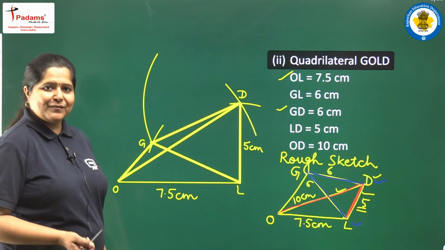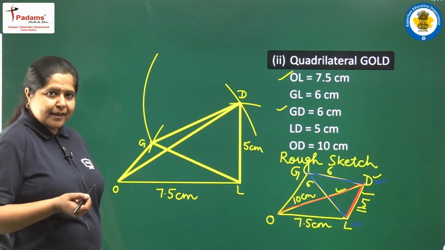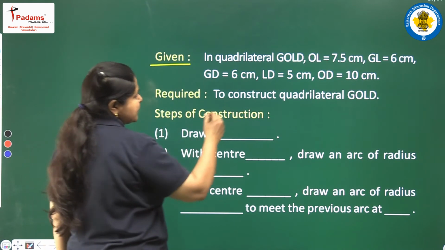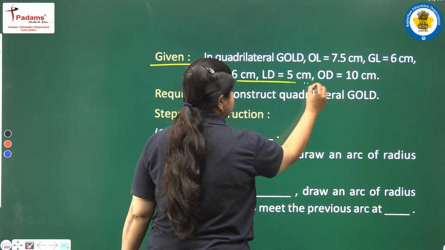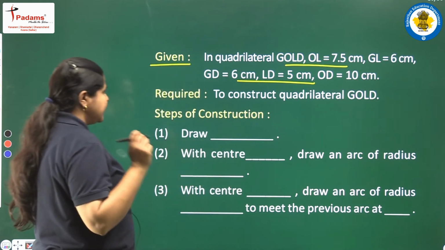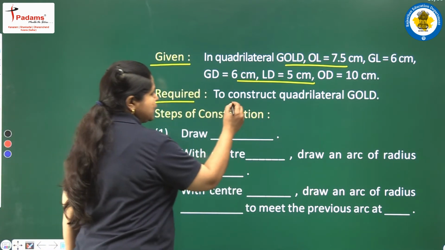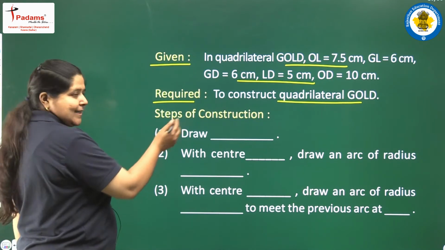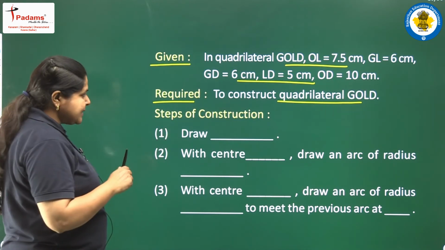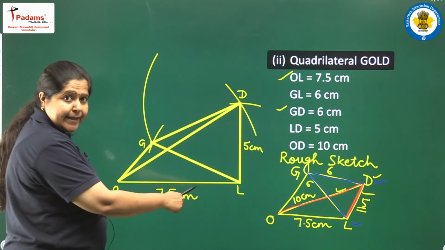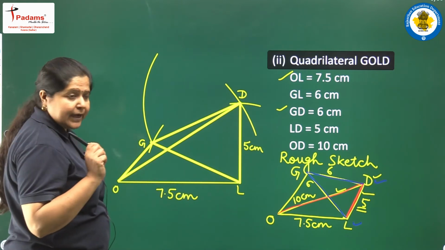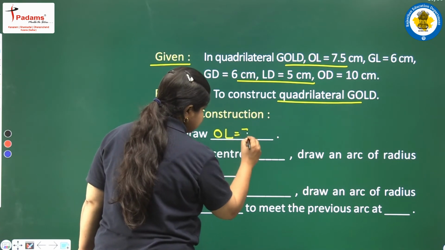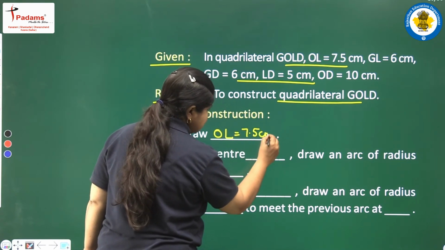Then what next? We will write the steps of construction, but first we write whatever has been given to us in quadrilateral GOLD. These measurements we have taken from the question itself. Then it is required to construct quadrilateral GOLD. Then what next? Steps of construction. We started with line segment OL measuring 7.5. So we write here, draw OL equal to 7.5 centimeter.